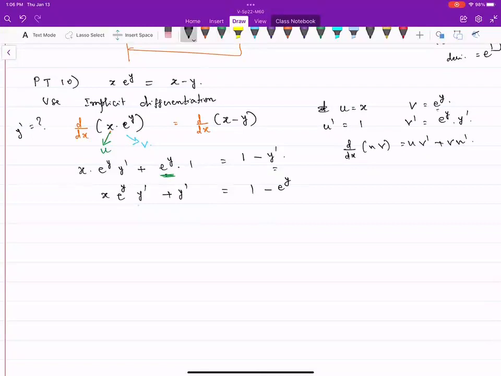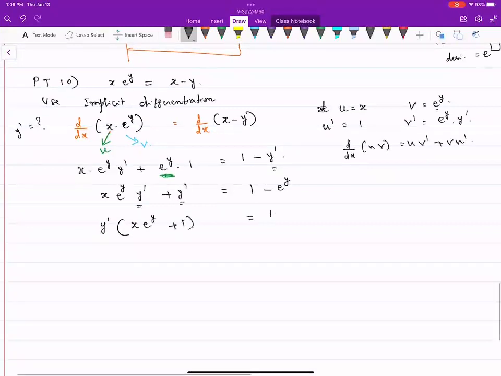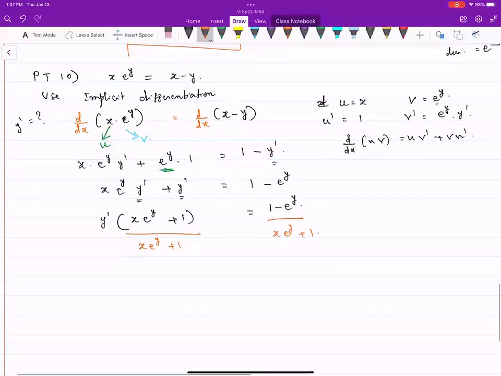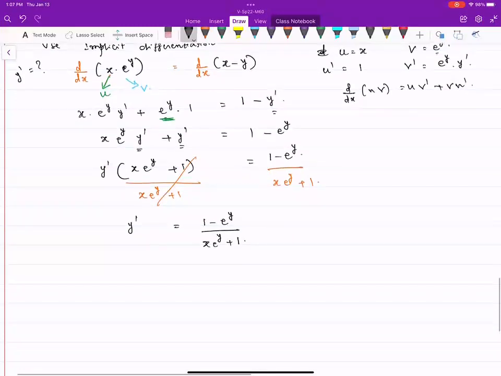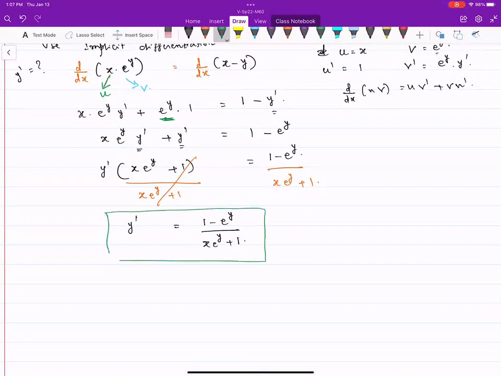So collect all the y prime terms, factor out the common y prime. So it is y prime times x e to the y plus 1 equal to 1 minus e to the y. Now we divide both sides by x e to the y plus 1. So y prime equals 1 minus e to the y over x e to the y plus 1. So that is the derivative in terms of implicit differentiation.